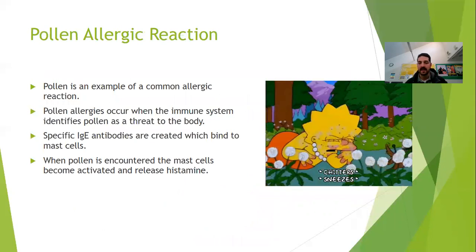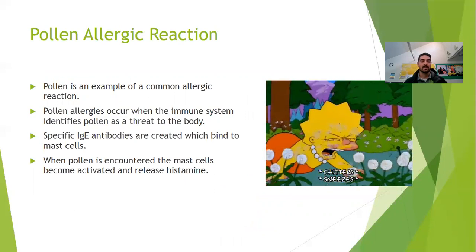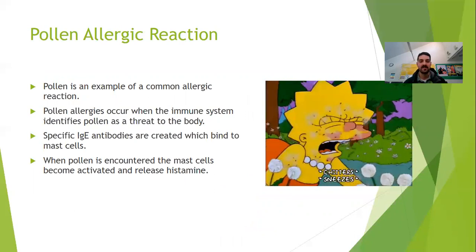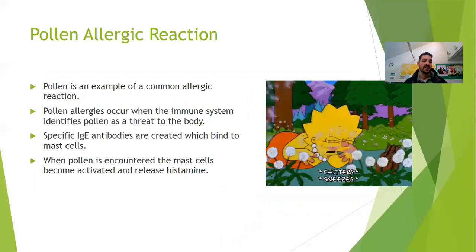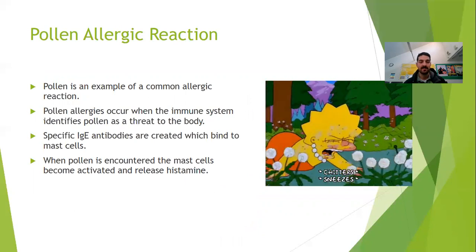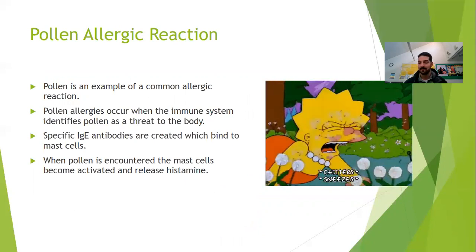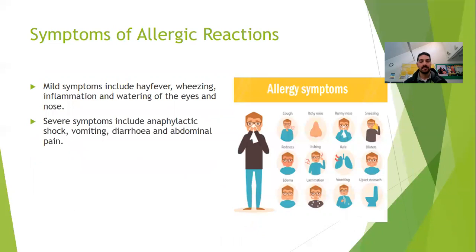So pollen is exactly that. It's caused by that process we've just looked at. It's when the body recognizes pollen as a substance that our body needs to fight off as a threat. And we start to make those IgE antibodies which bind to mast cells. And then again, when the pollen is encountered, those mast cells become activated and release histamine. So the symptoms that we might see, well, in a mild reaction, you might see something like hay fever, wheezing, inflammation, watering of the eyes and nose.